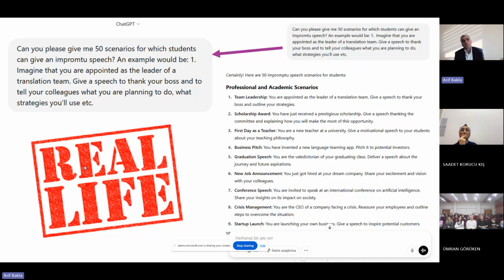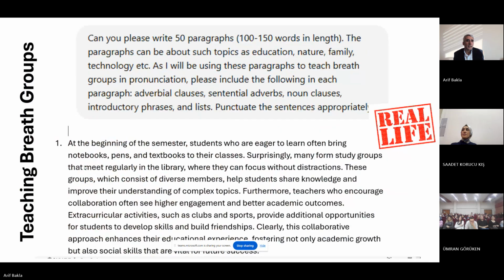So it gave me scenarios for impromptu speech tasks. Impromptu speech means without preparation. Students use these scenarios to speak for, let's say, 2 minutes or 3 minutes. That was really helpful for me. And can you please write 50 paragraphs, I said. Normally, finding paragraphs with elements of breath groups was very difficult in the past for me. But I said, well, include these elements and then write paragraphs.